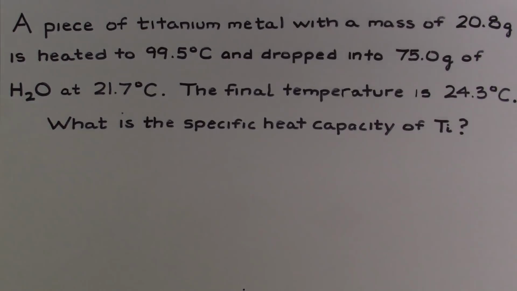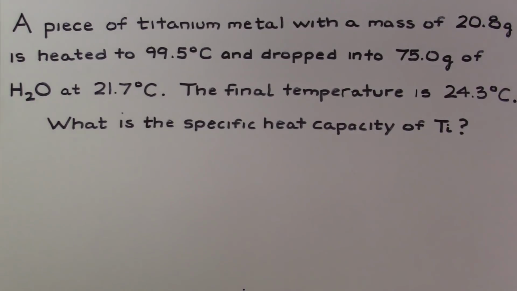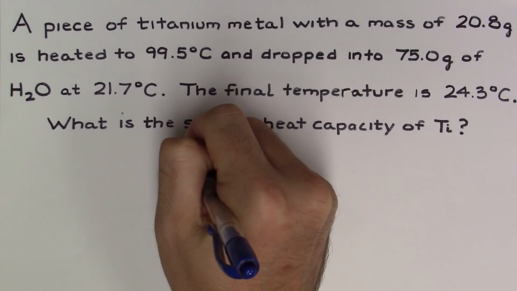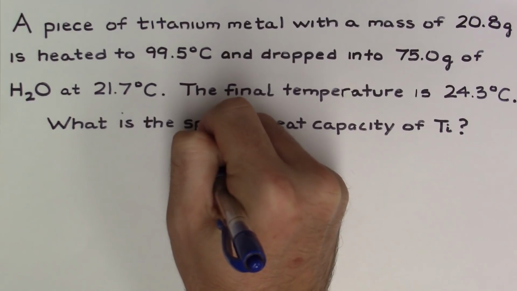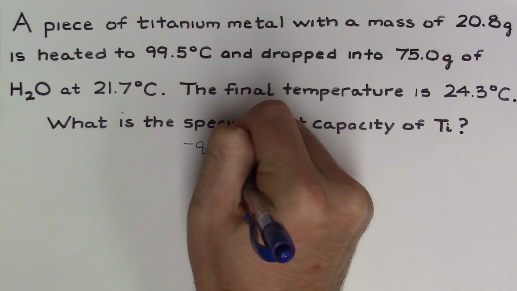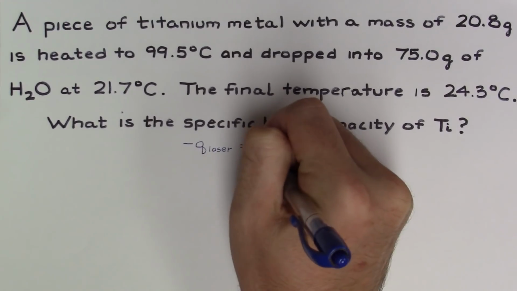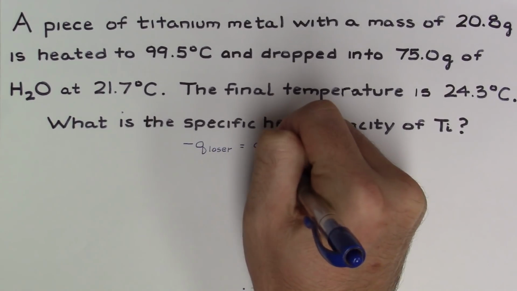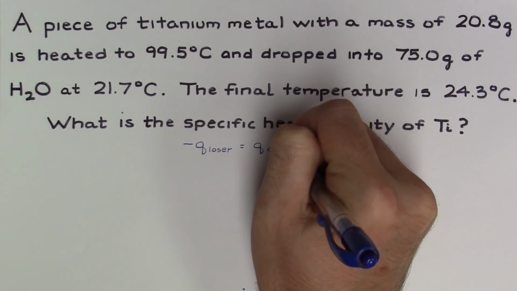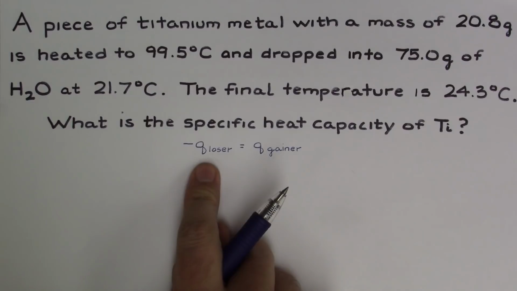It is important in this problem to itemize which species are gaining and which ones are losing. So the first thing that we must do is itemize which species those are. In this problem, our titanium is going to be our loser. So we need to write negative Q of our losing species, which is going to be our titanium. That is going to be equal to the Q of our gainer, which is going to be the water. How do we know this? Its temperature is going up.